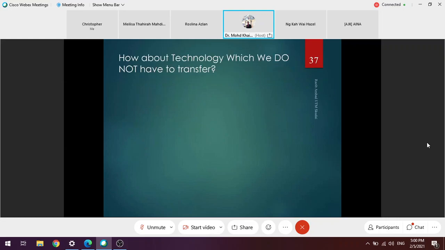All right. So how about technology which we do not have to transfer? What is the technology that we do not have to transfer? Again, it covers the medical field, the military areas and so on. Some of the knowledge is basically general knowledge, so you cannot transfer the technology. It's very, very common, very general basic knowledge. You can do your research on Google and so on. There is a lot of information about this.